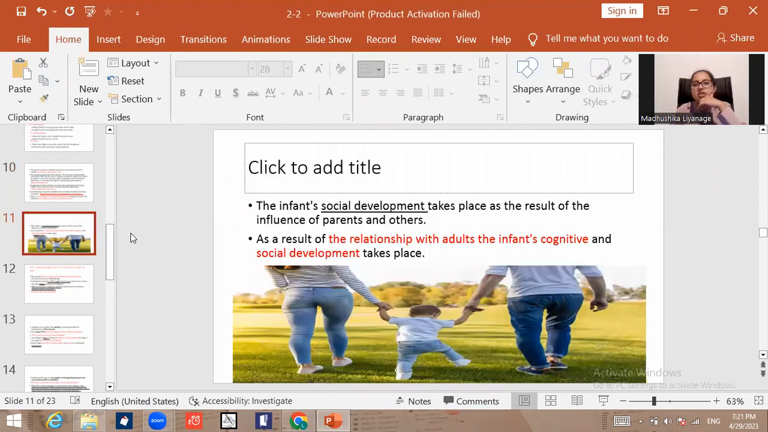I think it is better if you can mute your mics, right? Otherwise, it disturbs others. Okay. So read this part as well.